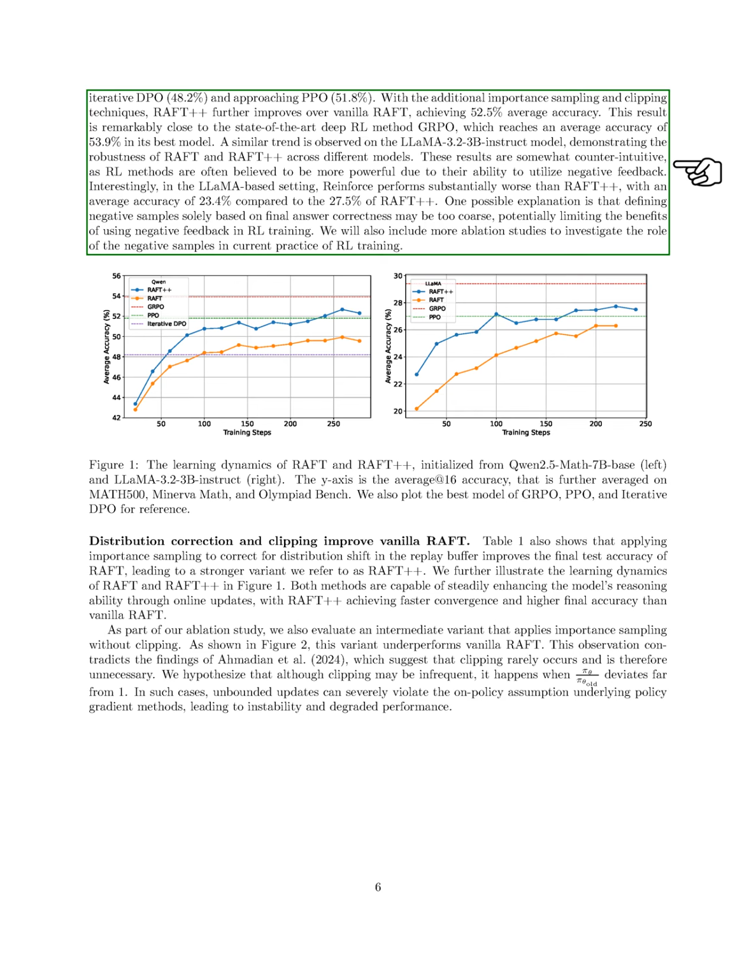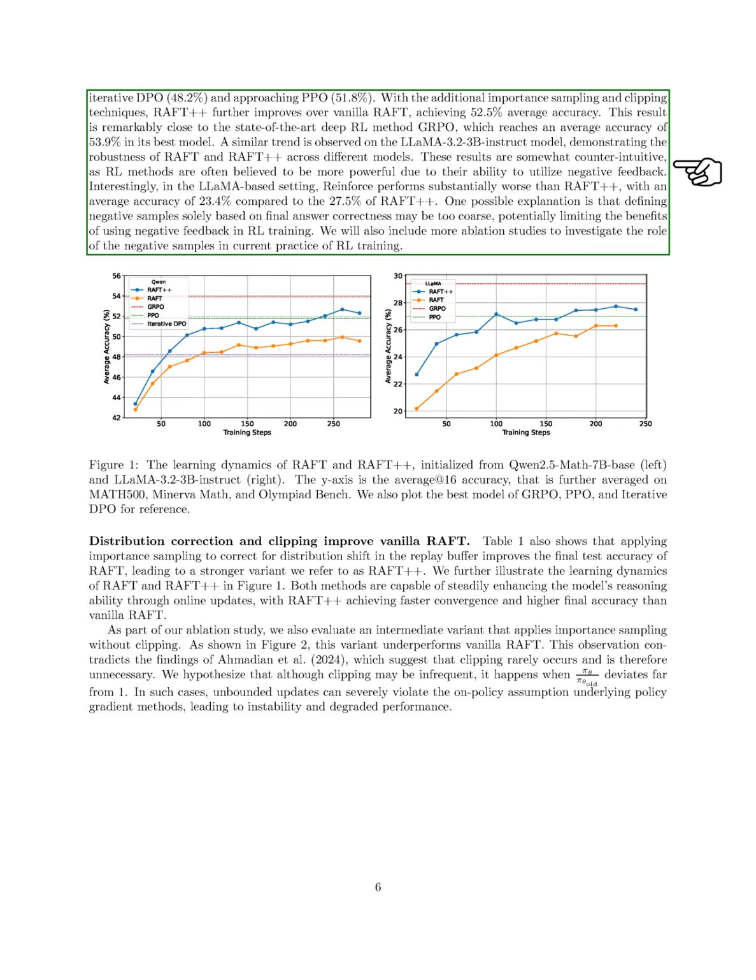A similar pattern is observed with the Llama 3.2 3B instruct model, indicating the robustness of RAFT and RAFT++ across different architectures. Interestingly, we find that Reinforce performs significantly worse than RAFT++ in the Llama setting, with average accuracies of 23.4% and 27.5%, respectively. This suggests that relying solely on final answer correctness for negative samples may limit the effectiveness of negative feedback in RL training. We plan to conduct further ablation studies to better understand the impact of negative samples in RL training.